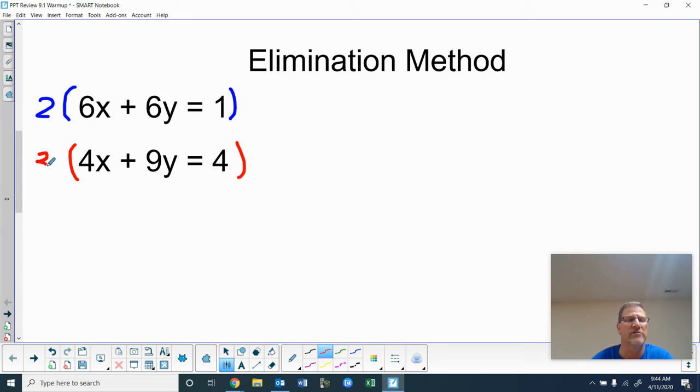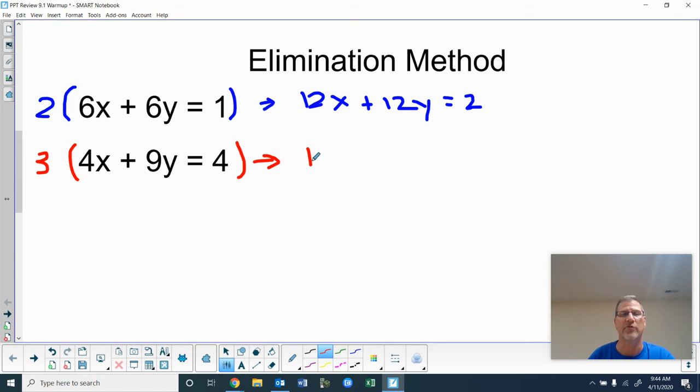Now, if you want, you could do the top by 4 and the bottom by 6 and use 24. But 12 is smaller, so that's what I did. So the top one, I've got to multiply 2 by everything. So 12x, and then 2 times 6 again is 12y. And then 2 times 1 is 2. Sometimes we forget to do the other side.